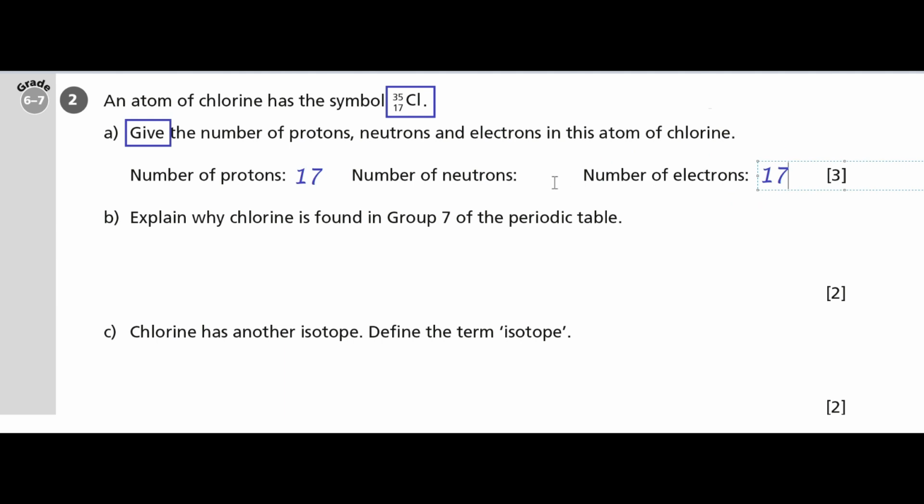Now to calculate the number of neutrons, we need to use a sum. So we need to take the mass number, which in this case is 35, take away the atomic number, which in this case is 17, and we get an answer of 18. So the number of neutrons is 18.